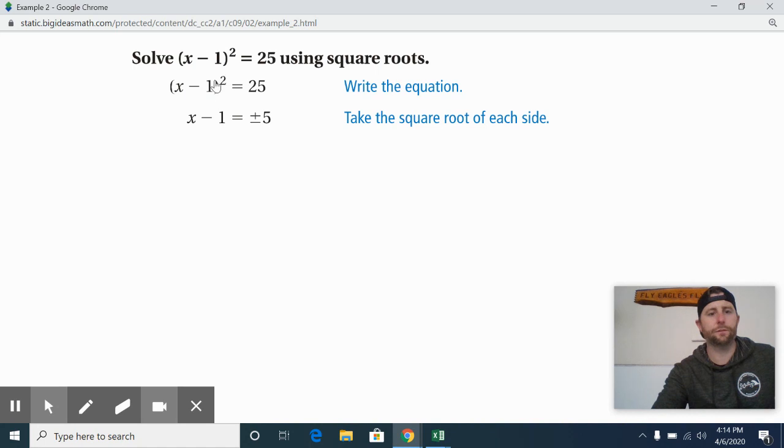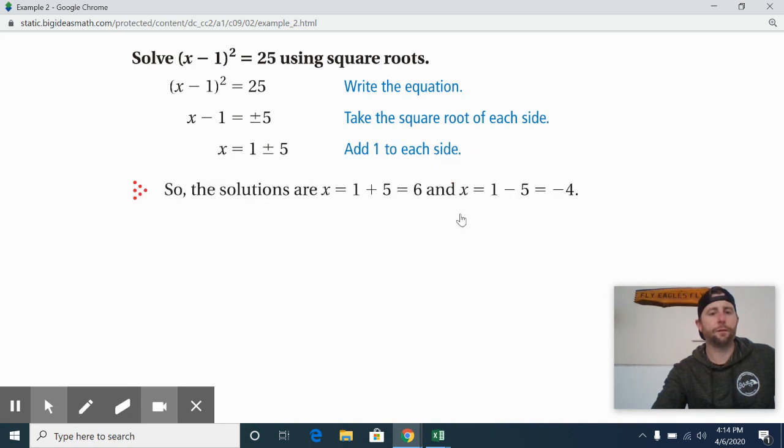Okay, to get rid of the squared, we get positive and negative 5. Now we're going to add 1 to the other side, and that would give us positive 6 as one solution and negative 4 as another. Okay, that's just like number 5 on your test.